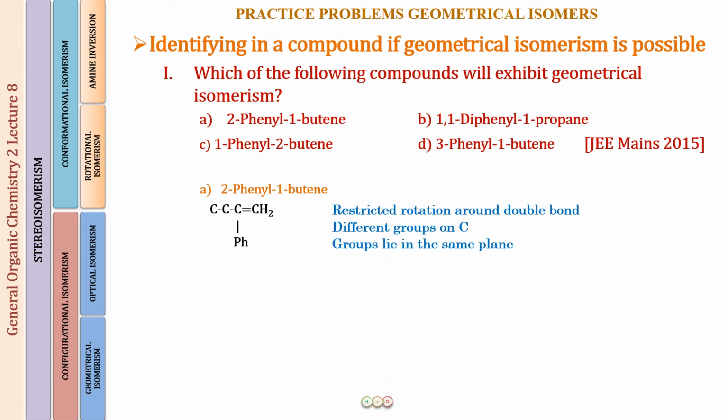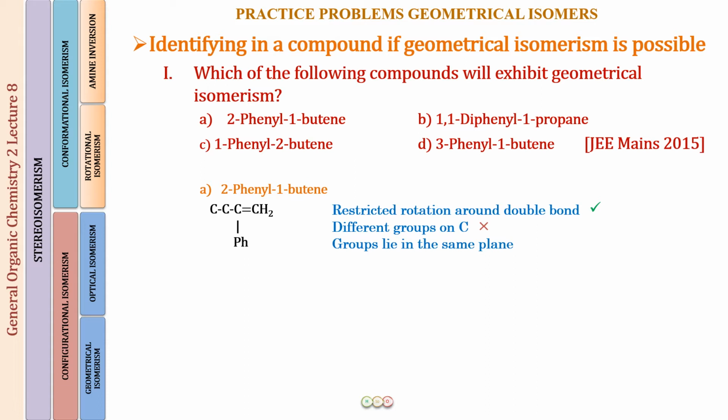You have to remember the three conditions. First of all, a double bond is present, so restricted rotation about the double bond is possible, right? Next we have to see whether we have different groups on the carbon of the double bond. Here on this carbon we have an ethyl group and a phenyl group, so these two groups are different. But on the other carbon we have two hydrogens. Two hydrogens means we have the same groups on the carbon. Therefore, this structure is not going to show geometrical isomerism.